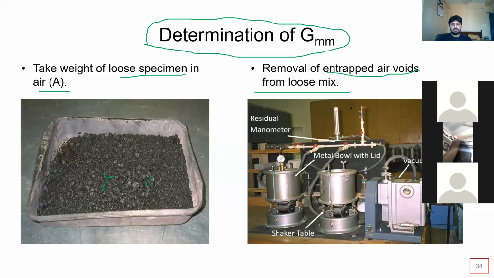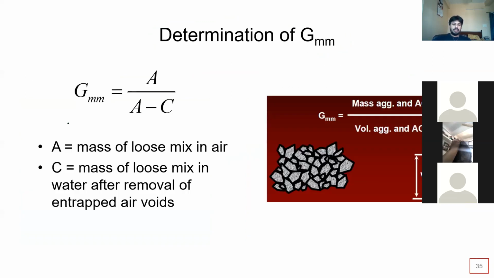For that there is an assembly, which is also in our lab, in the Transportation Lab, on the left side above the drawers, called the theoretical maximum specific gravity apparatus. Okay, so somehow we will take the entrapped air outside and it will become an air free sample. In the air free sample we will take the weight and all. So similarly we can find out the GMM.